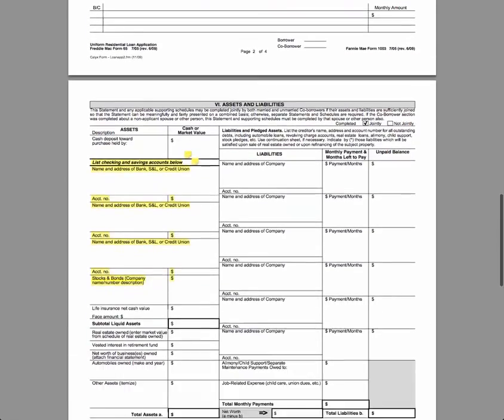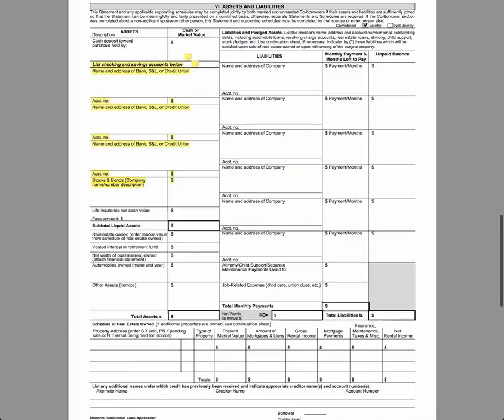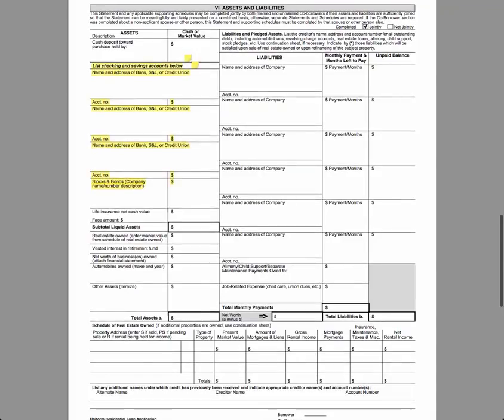Moving on to the third page, this is called section 6, assets and liabilities, and this is where you're going to list any checking and savings accounts here along the left in highlighted yellow. Also, if you have any cash value for life insurance, you list that here. Any other assets you have, such as retirement accounts, IRA, 401k, any other cash you have held somewhere else, you want to go ahead and list those there.